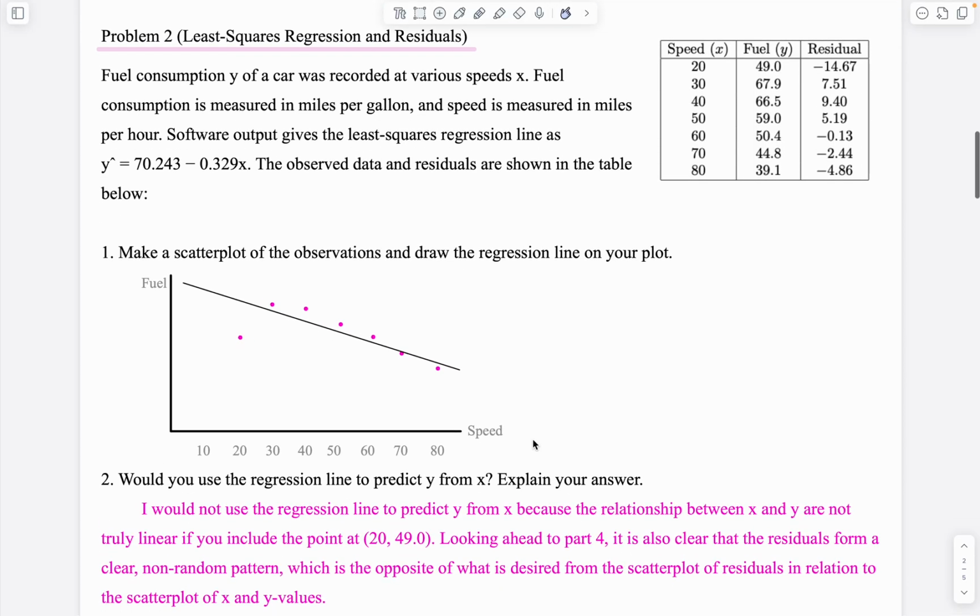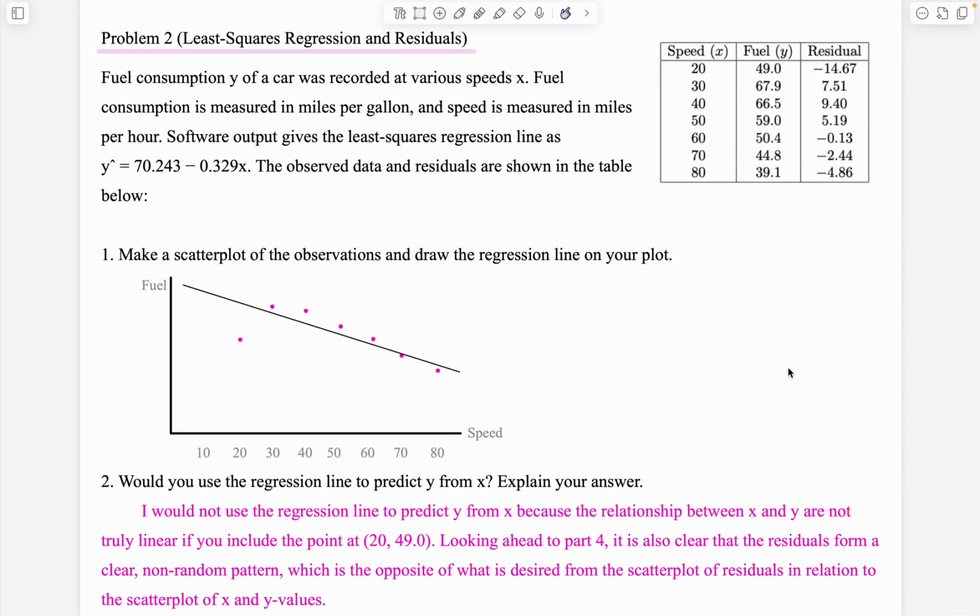Moving on to problem 2. This problem says fuel consumption Y of a car was recorded at various speeds X. Fuel consumption is measured in miles per gallon and speed is measured in miles per hour. Software output gives the least squares regression line as Y equals 70.243 minus 0.329 times X. The observed data and residuals are shown in the table below.